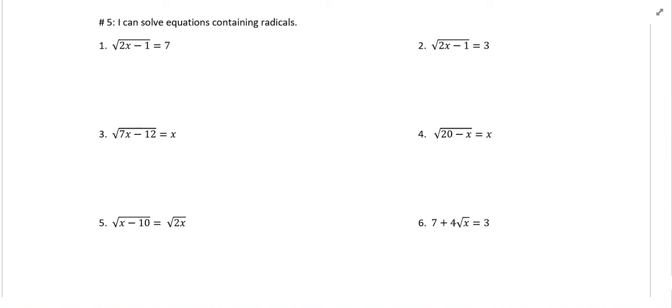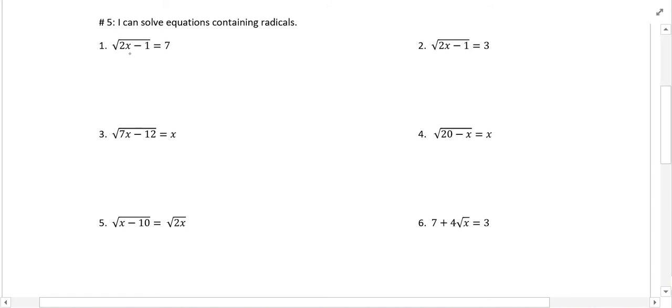Hi everybody, welcome to Unit 5, Video 5, and this one is asking for, I can solve equations containing radicals. All right, so since these are equal signs, we have to get answers. And so whenever you get answers for x, you always want to plug them back in to make sure that they work, okay? So make sure here you're checking your solutions.